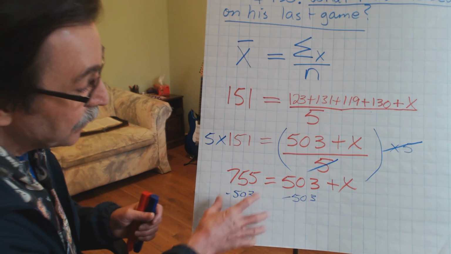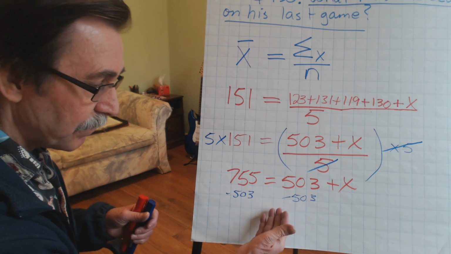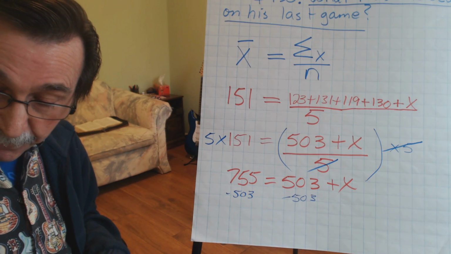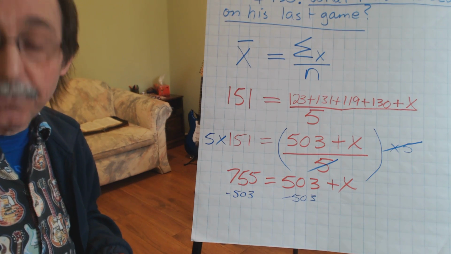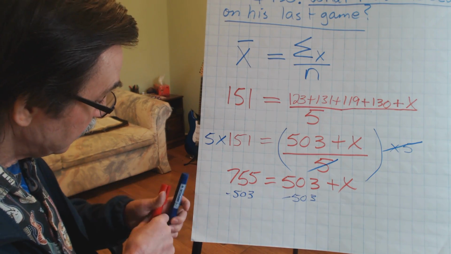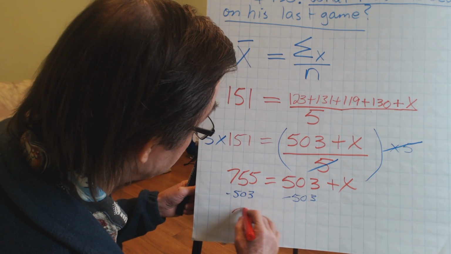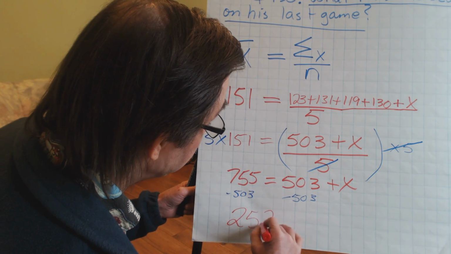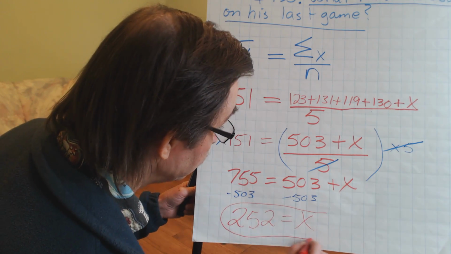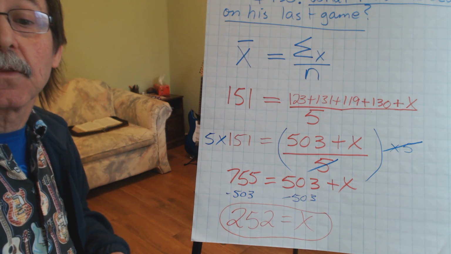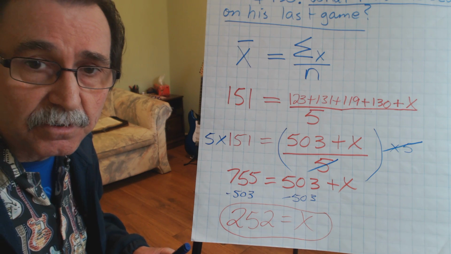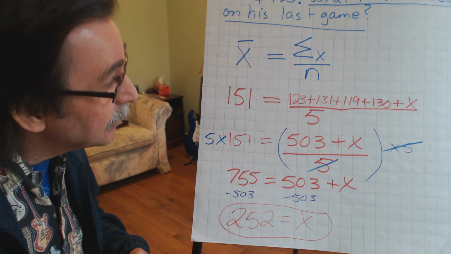And so we will evaluate this. Guess what we will have at the end? We'll have an X all by itself. So 755 minus 503, and that's 252. He's got to score 252 on his last game.